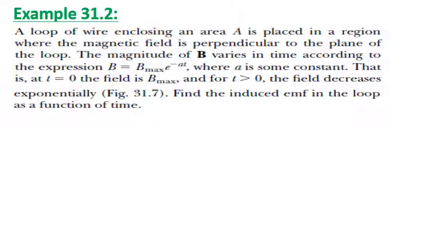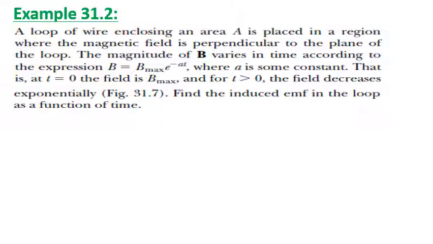In example 31.2, a loop of wire enclosing an area A is placed in a region where the magnetic field is perpendicular to the plane of the loop. The magnitude of B varies in time according to the expression. So here we have an expression for B, that is B maximum times e raised to minus a t, where a is some constant. That is, at t equals 0, the field is maximum.